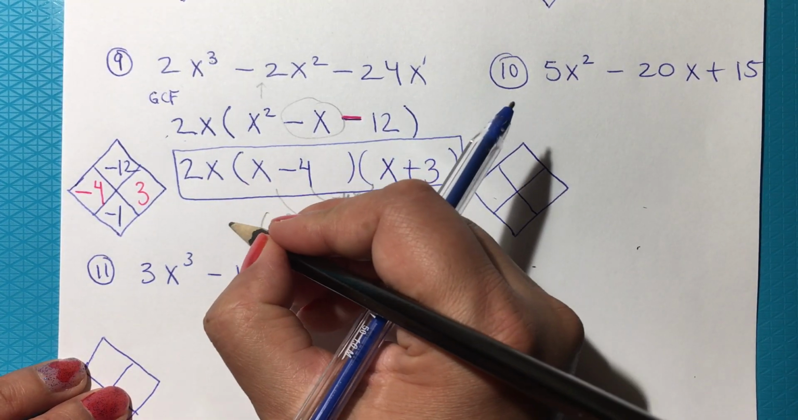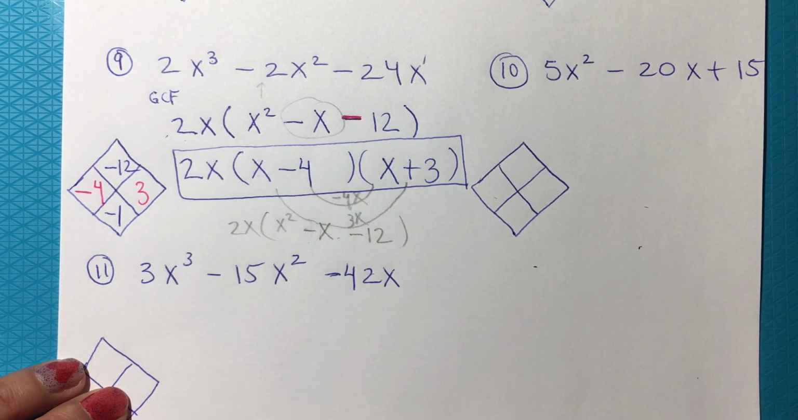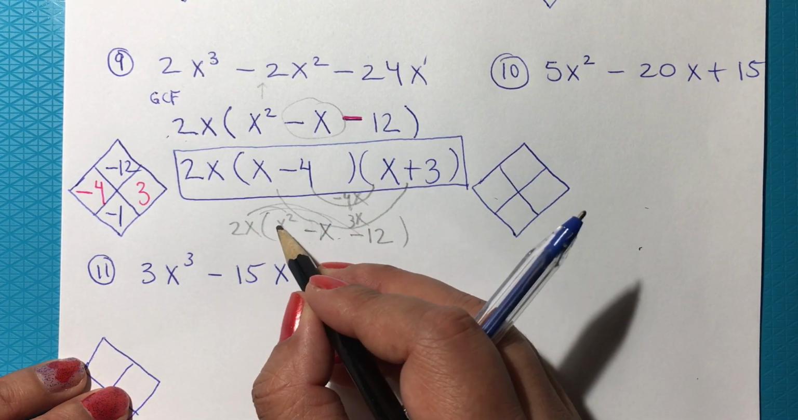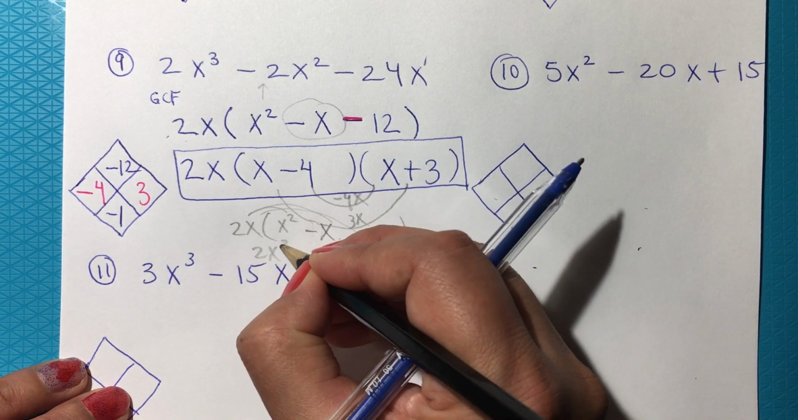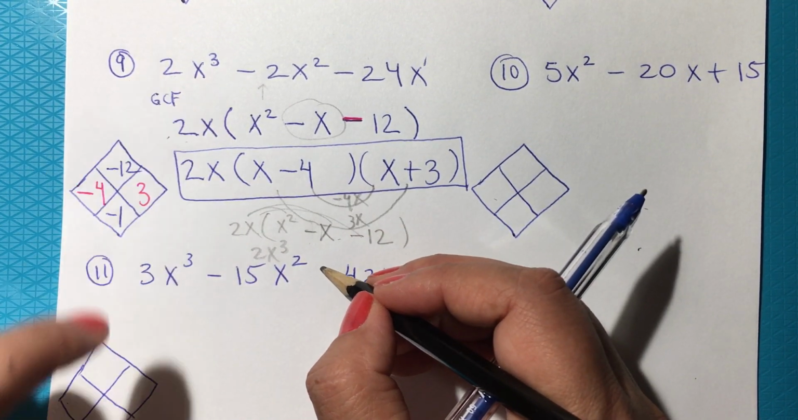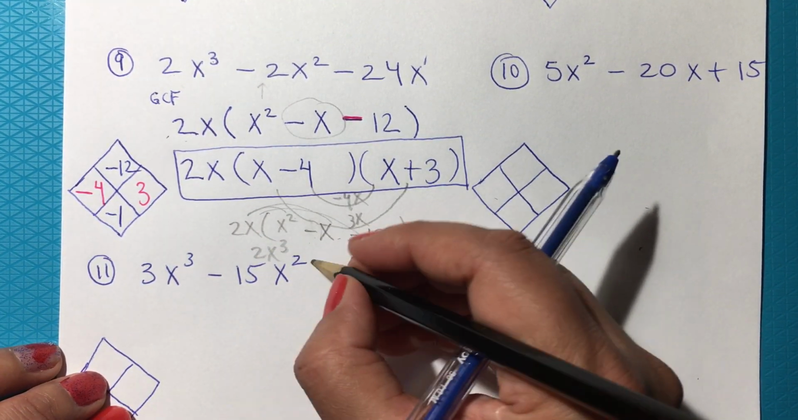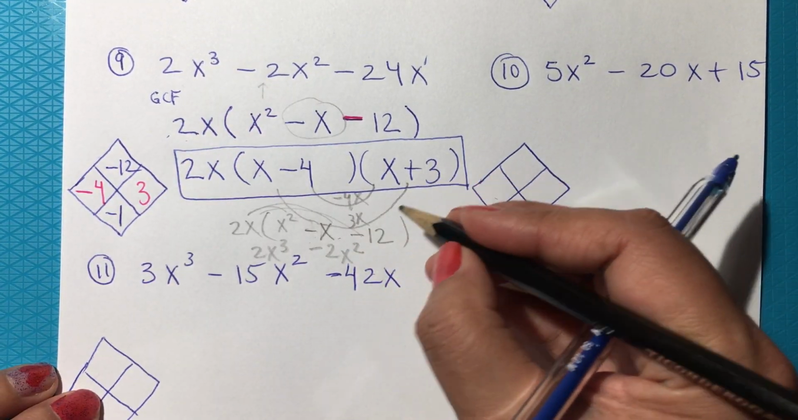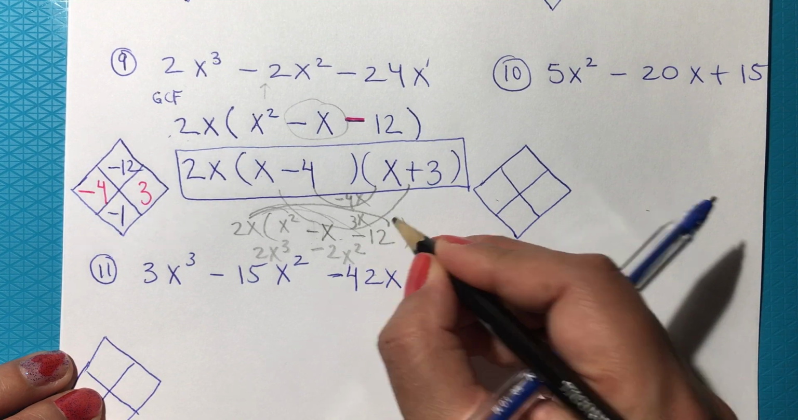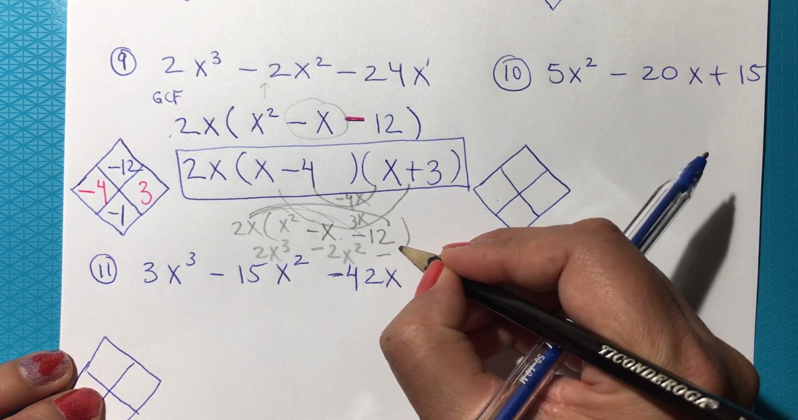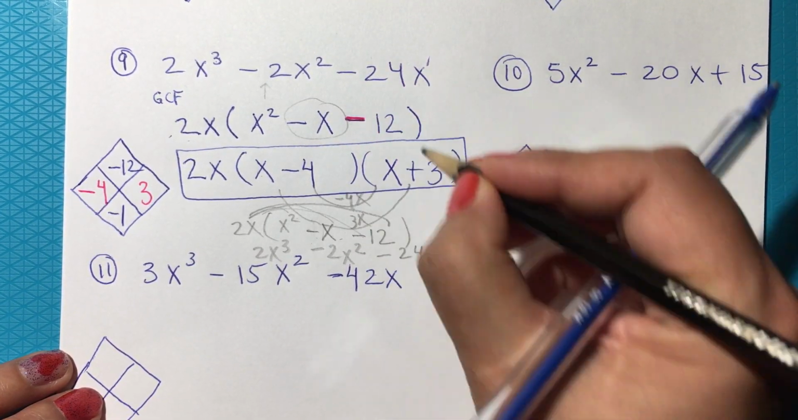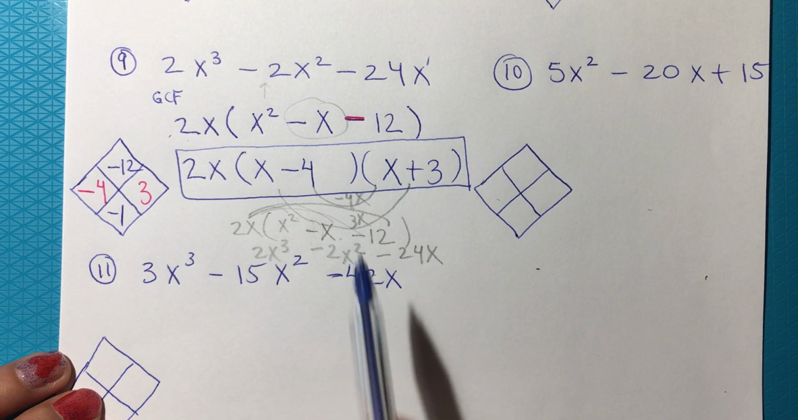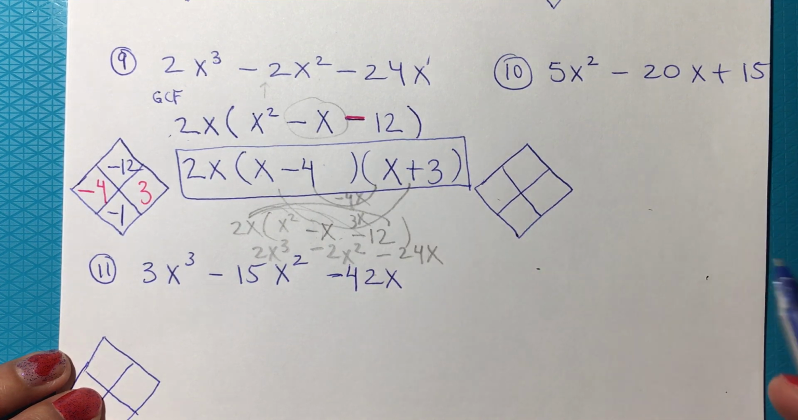Now I bring down the greatest common factor. I'm just still checking, and I use the distributive property. 2x times x squared is 2x cubed. 2x times negative x is negative 2x squared. And 2x times negative 12 is negative 24x. So we do have the same, which means they are equivalent, that we factored correctly.